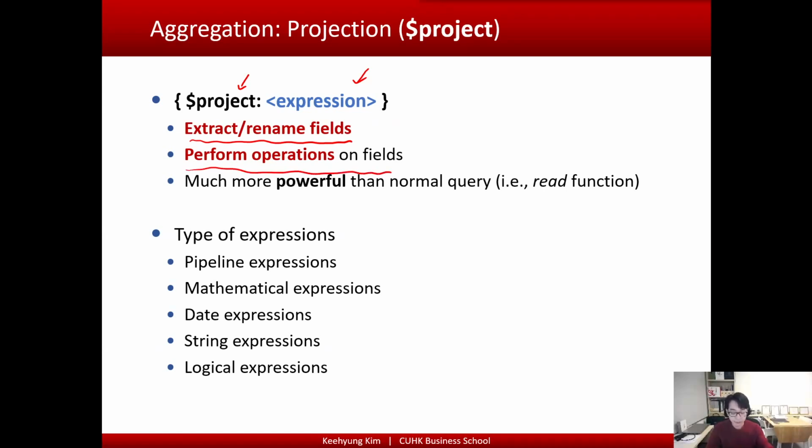So by utilizing the project operator, you can do much more powerful things than a normal query. Instead of simply using the find function, it's much more powerful. The types of expression you can specify here are pipeline expression, mathematical expression, date expression, string expression, and logical expression. I'm going to show what these are in the next couple of slides.